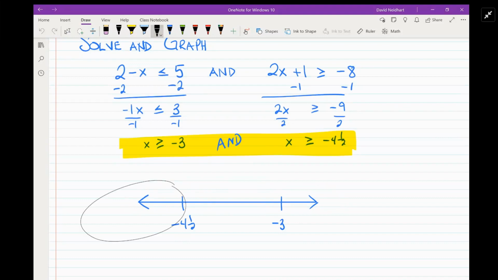Let's take a look at this left section. I need to pick one number to represent everything that's less than negative 4.5. It's easier than testing an infinite number of numbers. We just need to test one of them. Negative 5 is left, negative 6 is left, negative 7, anything in there will work. So I'm going to test negative 6.